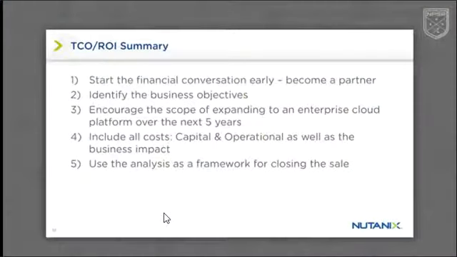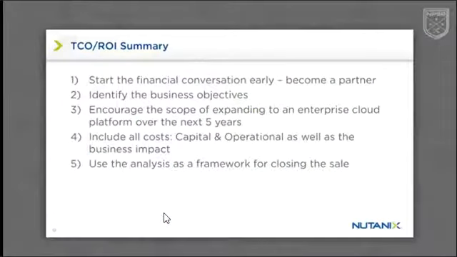Make sure that you include all the costs, the CapEx cost, the capital cost, the operational cost, and if you can, quantify the business impact, but at least identify what business impacts there will be as a result of going to enterprise cloud. And then finally, use the TCO or ROI analysis as a framework for pulling together all your great efforts so that you can put together a really compelling case, a really compelling document that will ensure that you close the sale.